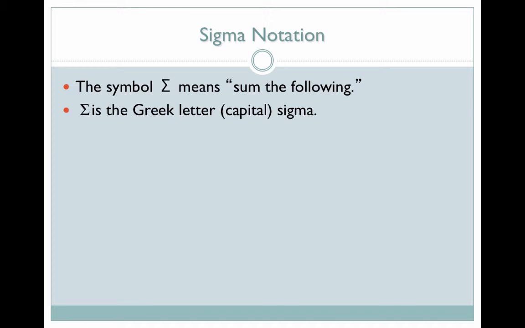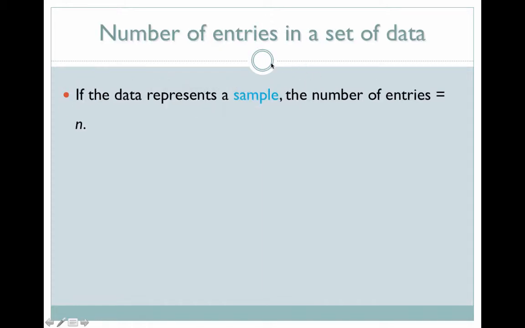Okay, now one thing that you need to know is sigma notation. We're actually going to use uppercase sigma and lowercase sigma, capital and lowercase sigmas, to mean two different things. This is uppercase sigma, and it means sum the following. You also need to know that we typically let our sample size, the number of entries, be represented by the value n.